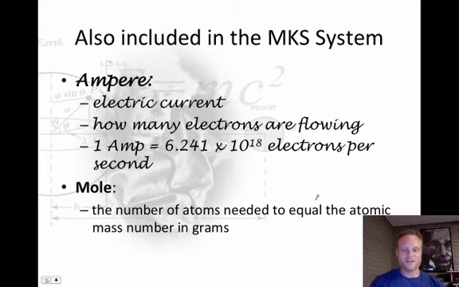The mole is the number of atoms needed to equal the atomic mass number in grams. Now, frankly, in physics, we don't talk too much about moles, so it's not something that I'm real concerned with you being aware of, but if you're taking chemistry, this is something that will definitely come up in that course. So that is also included in the metric system.